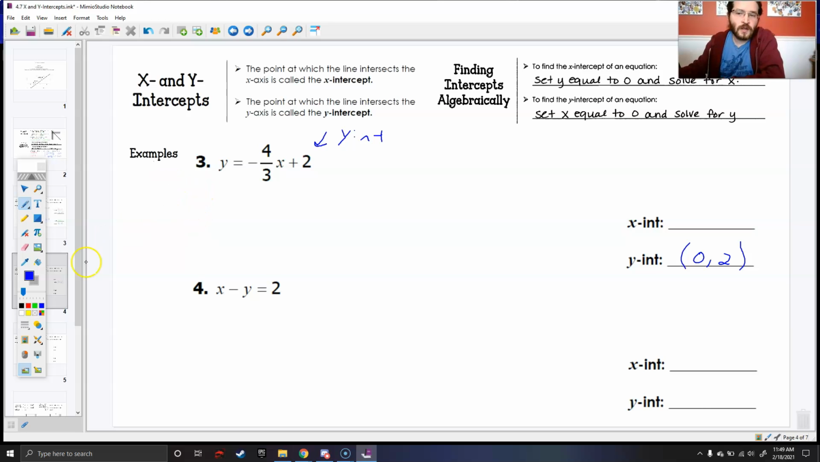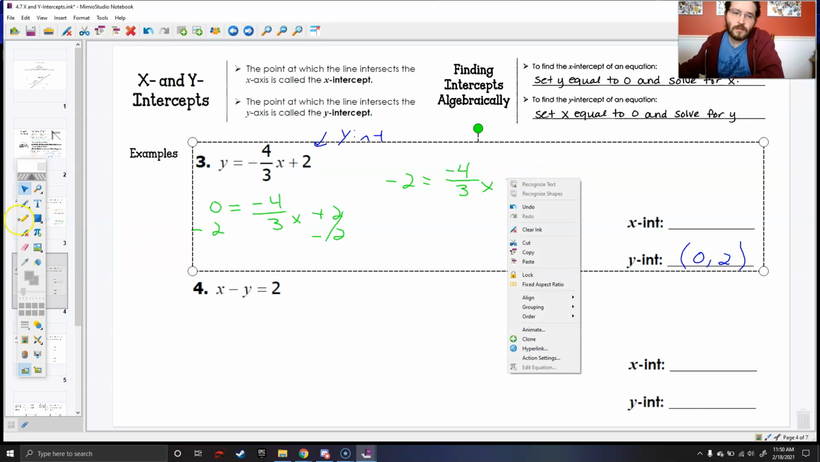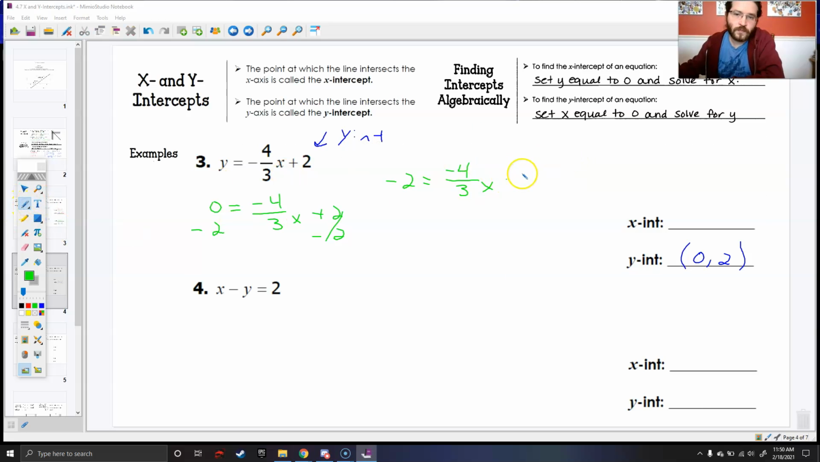All right, let's take a look at our x. So 0 equals negative 4/3 x plus 2. Now we're dealing with fractions. They're not so scary though. So negative 2 equals negative 4/3 x multiplied by its reciprocal. So we're going to do times negative 3/4.